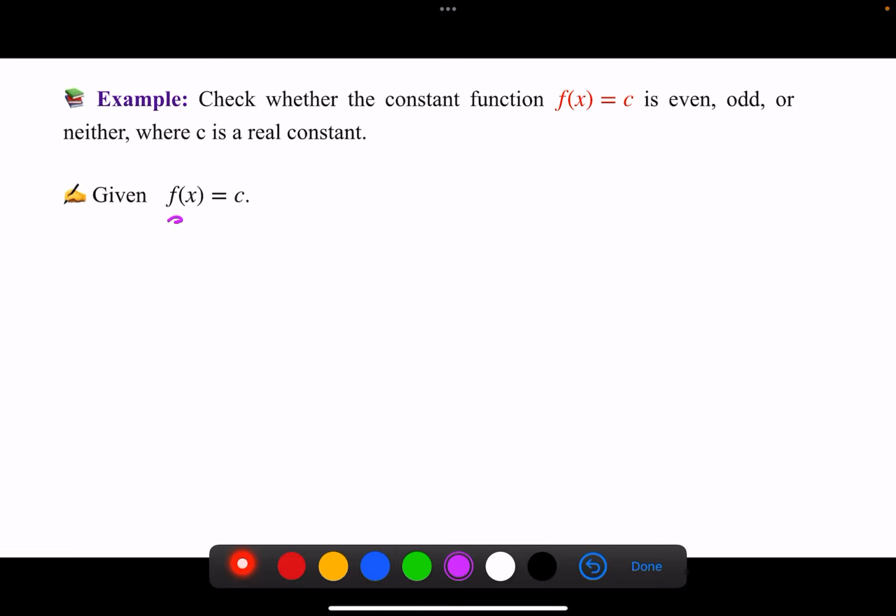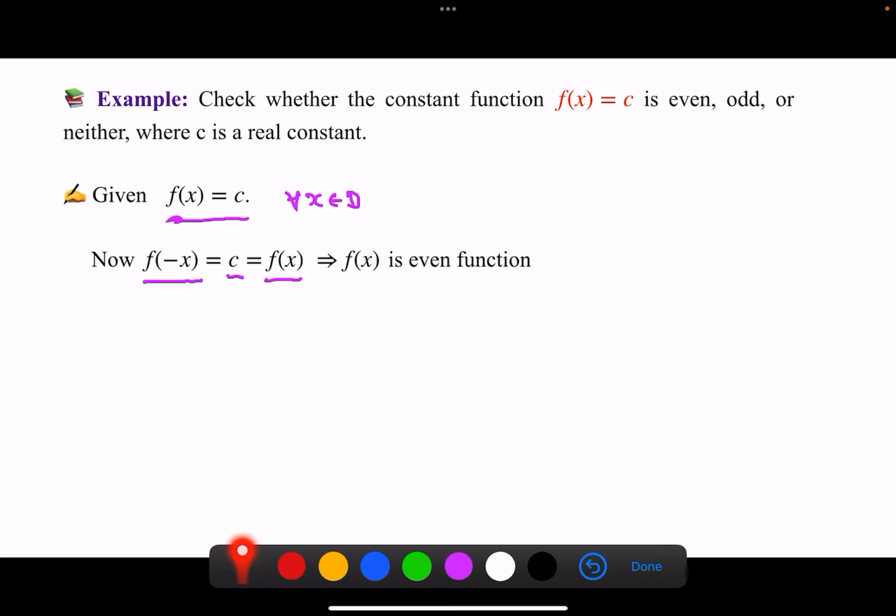Constant function is defined as f of x equal to c for all x belonging to the domain. So to check whether the constant function is even, odd, or neither, we replace x by minus x. So the value of the function at minus x is also c, which is equal to the value of the function. So here we are getting f of minus x equal to f of x. So the function has the same value at x and minus x. This implies the function is an even function for any value of c.